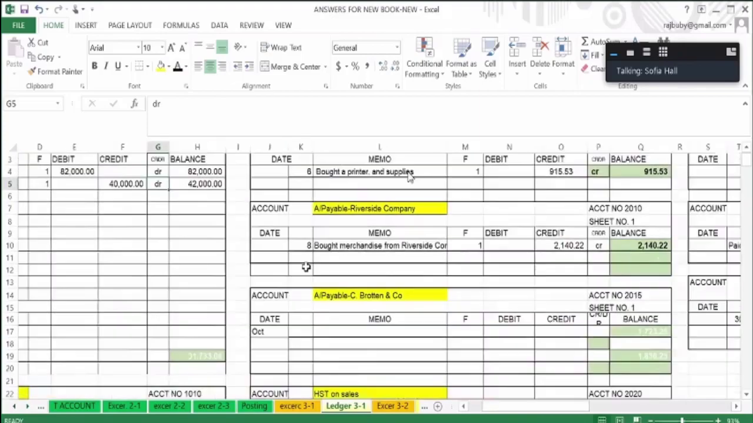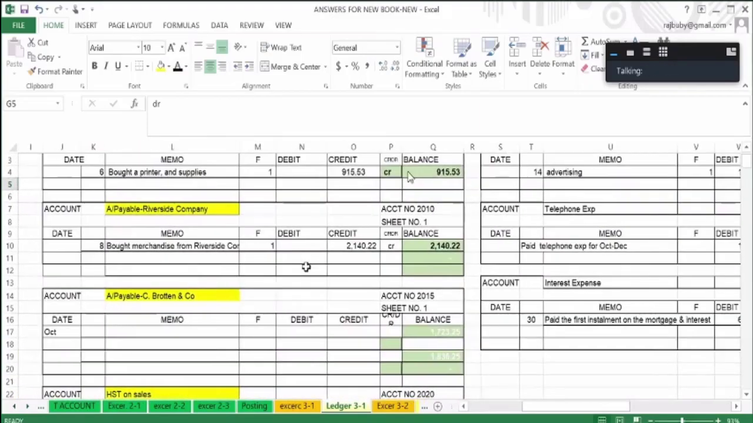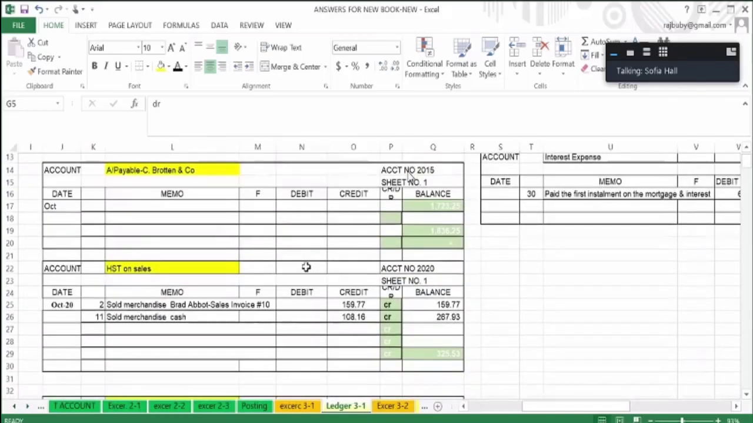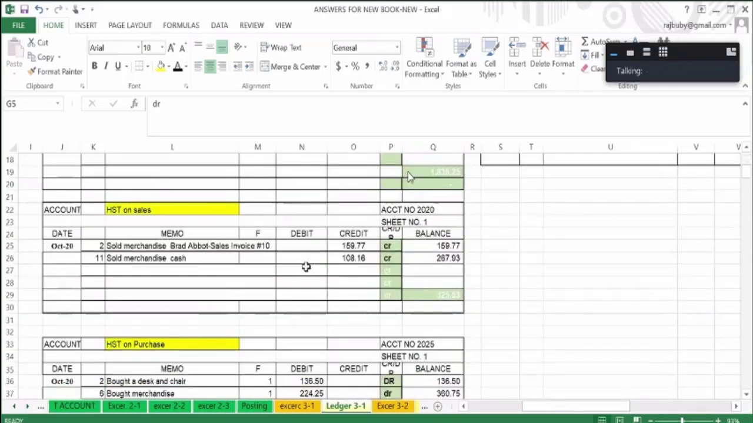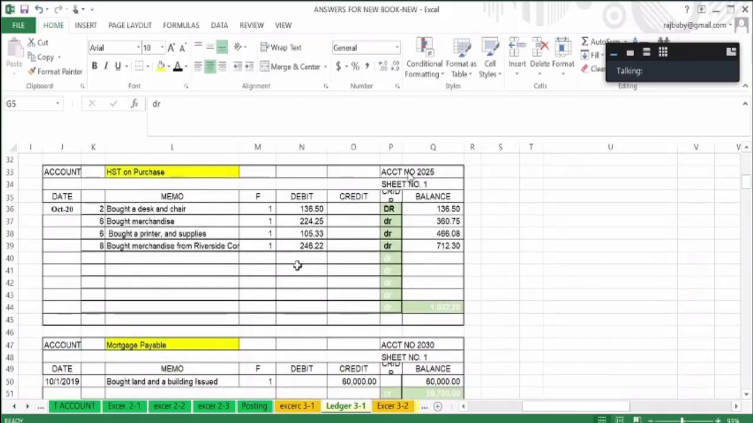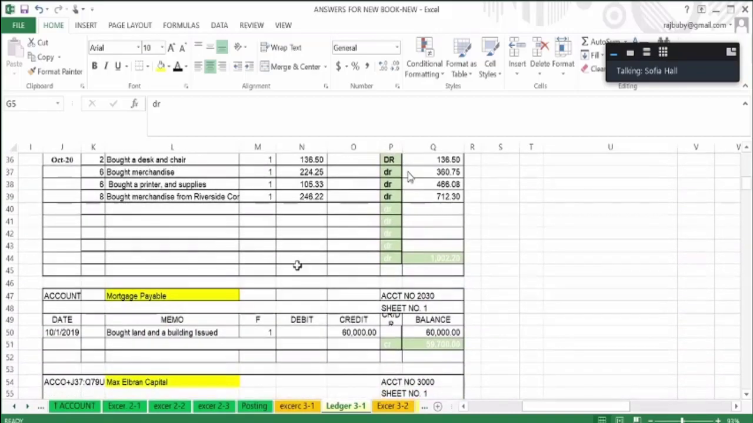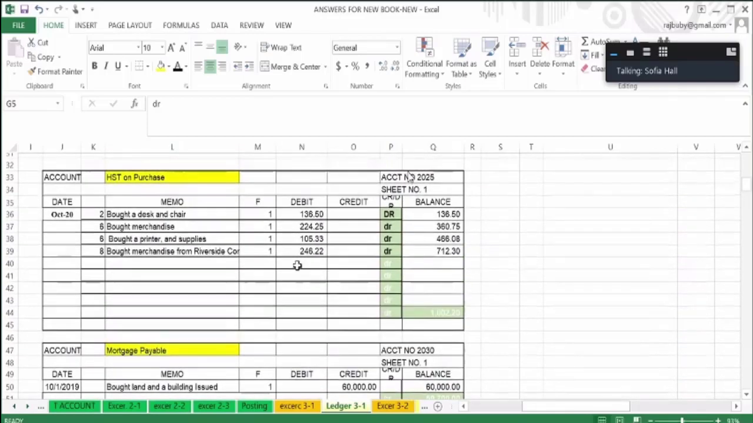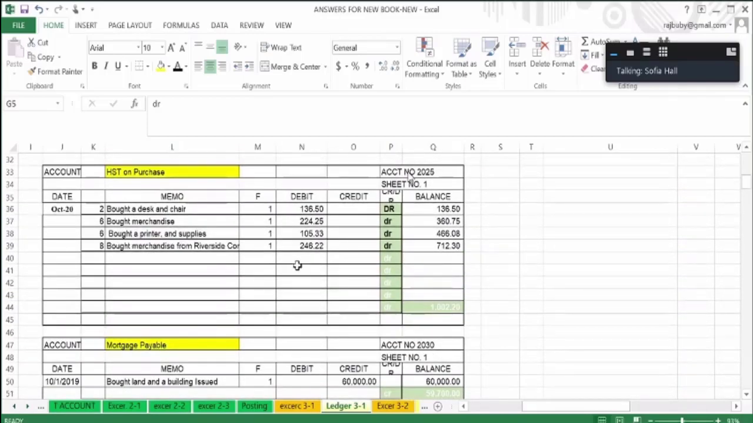Next one is the mortgage. Mortgage in the second portion. When you're doing a liability, the formula should be different: plus credit side minus debit side for liabilities.